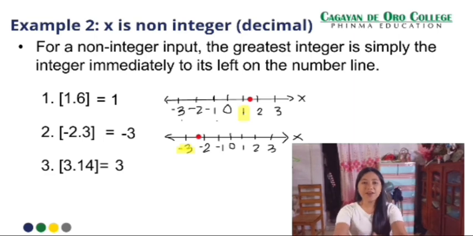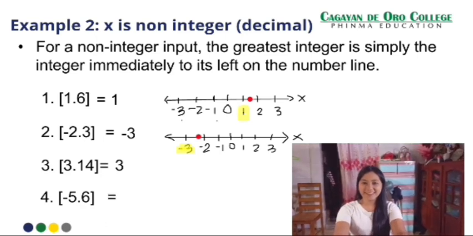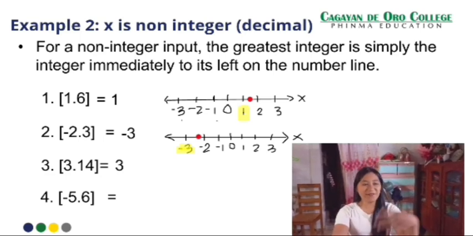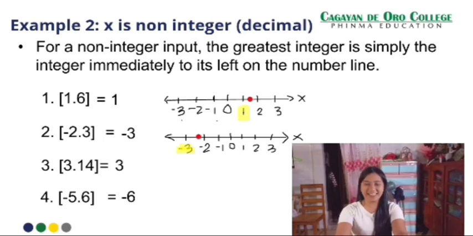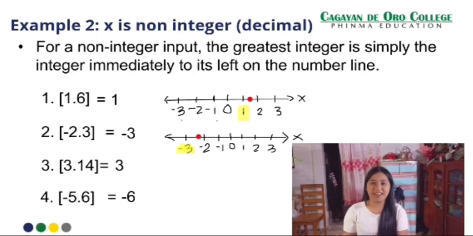Okay. How about our input? If our input is negative 5.6, what do you think is the greatest integer of that? Negative 6. Okay, very good, Joyce. Very good, Marian. All of your answers are correct. That is negative 6. Okay, now let's proceed to graphing.